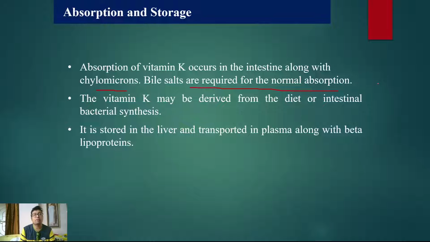And like all fat soluble vitamins, it is stored in the liver, and it is transported in plasma along with beta lipoprotein. What are beta lipoproteins? Beta means B. So, those lipoproteins that contain ApoB fraction like B48, B100, so chylomicron, LDL, VLDL. Remember, HDL is not a beta lipoprotein, right? HDL lipoproteins are ApoC2 and ApoE, that you already know from your lipoprotein classes.